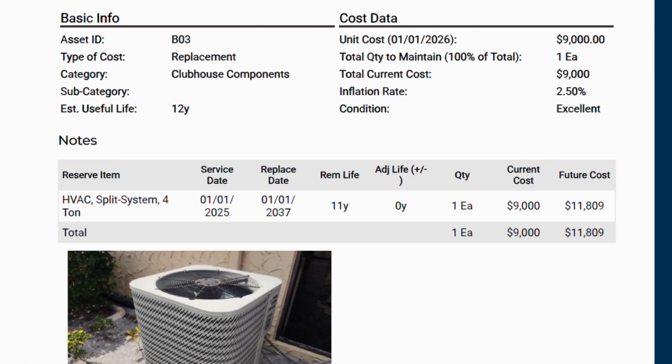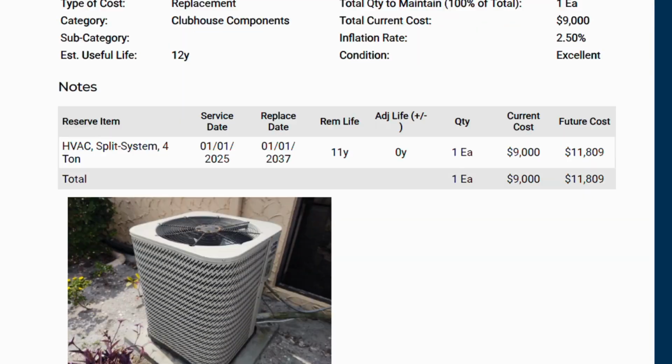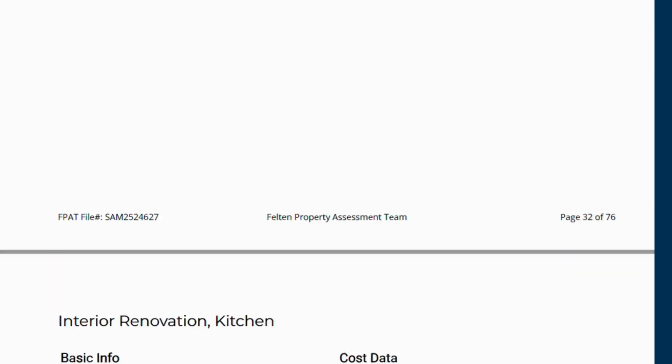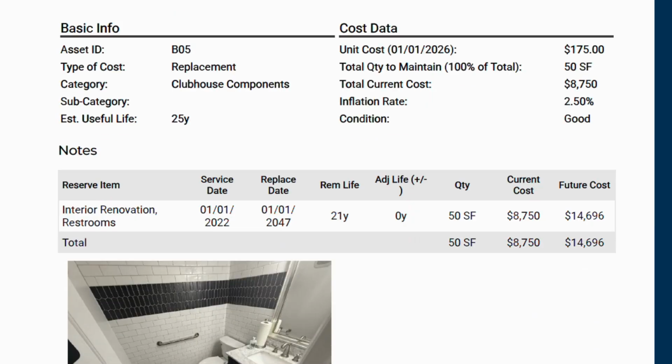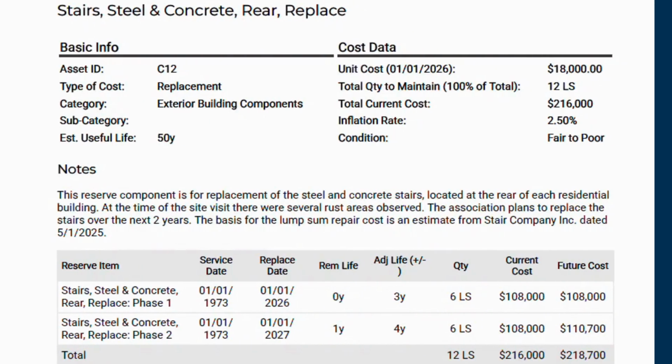The final section of the meat and potatoes is the most detailed, which is why it's called the reserve component details. This section provides in-depth information about each reserve component, details you won't find anywhere else in the report. Now, let's take a closer look at the component detail for the stair replacement we discussed in the previous section. Here you will find additional information such as the asset ID, its current condition, detailed notes on the component and its scope of work, the different project phases, and even photographs of the component.